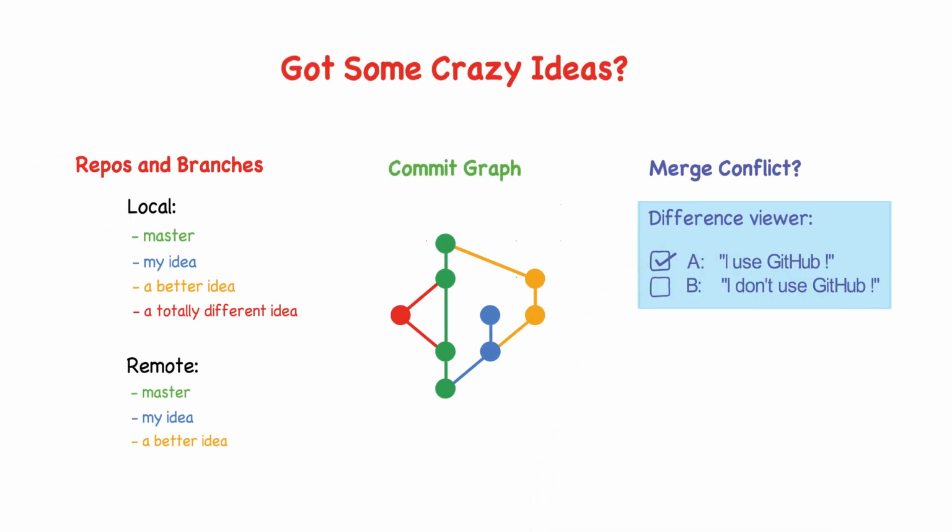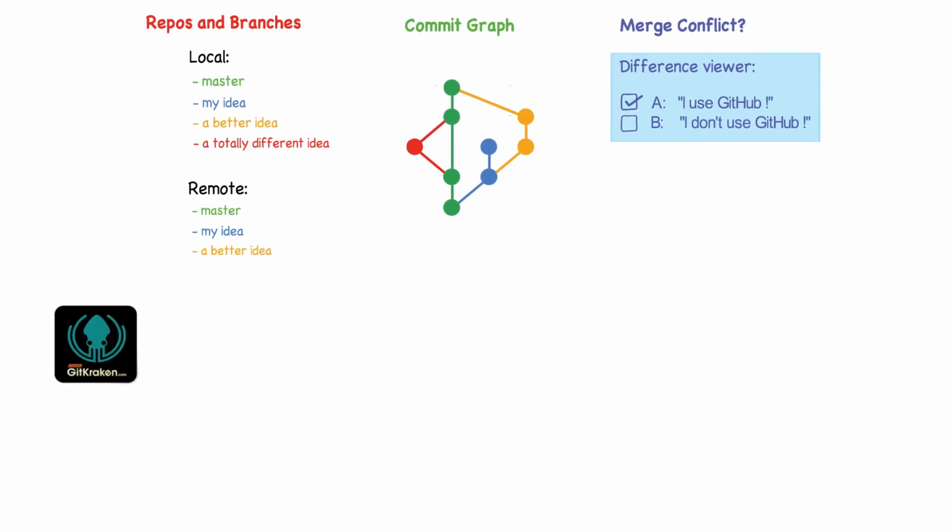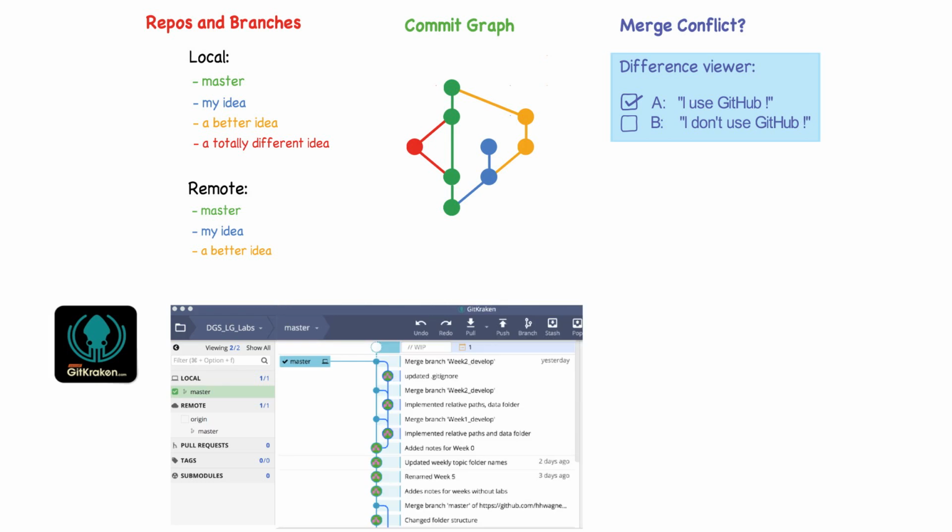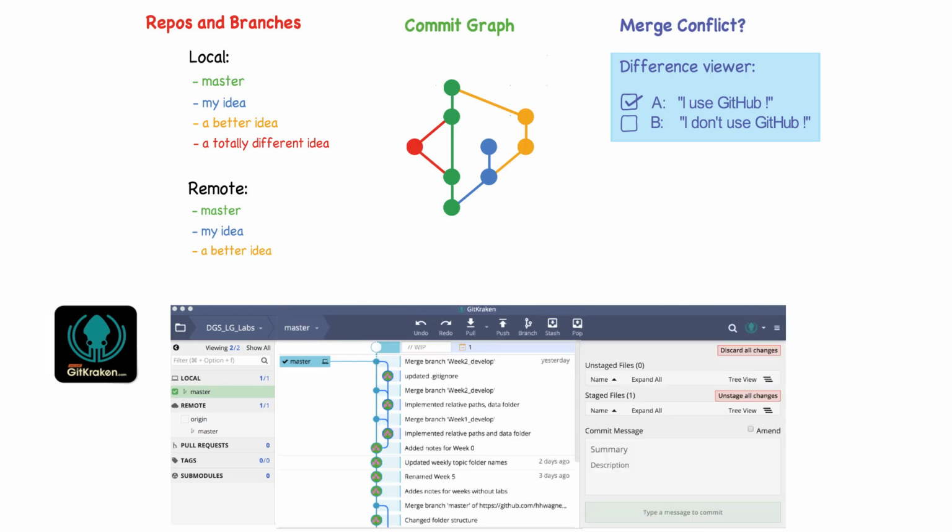Now you know enough to intuitively understand the graphical user interface of Git Kraken. On the left, we have a list of the repositories and branches. In the center we have the commit history, and on the right we have the staging area and tools for inspecting merge conflicts.